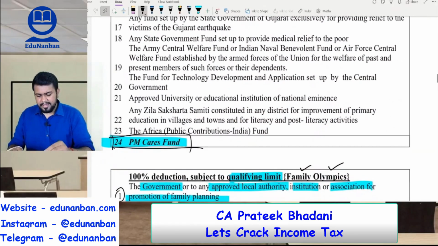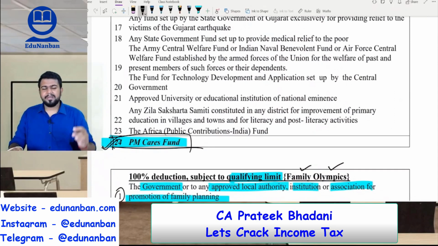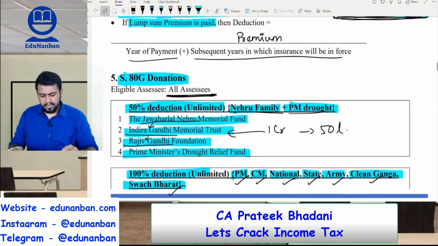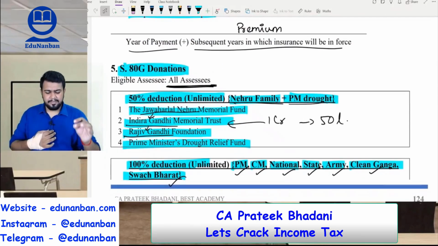Be careful, PM Cares Fund is now included as a new option under the 100% unlimited category. Now let's come to the 50% unlimited category.